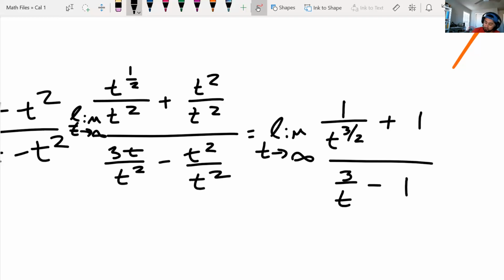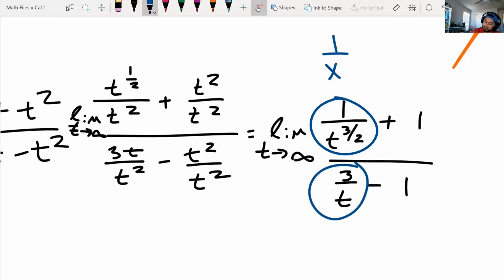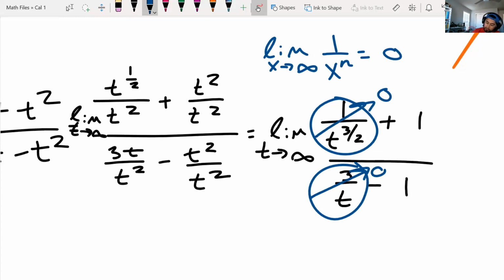And now these two share the form of 1 over x to the n. And we know that as x approaches infinity of 1 over x to the n, this limit will become what number? 0. So that means these two limits become 0. And you get -1 as your answer.